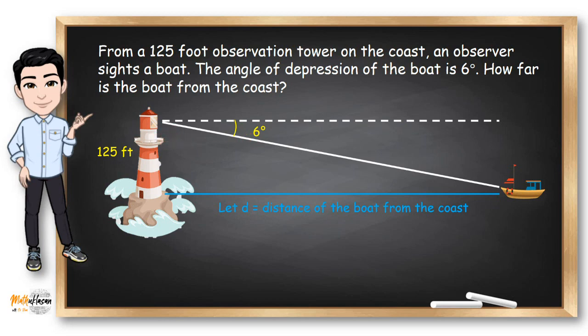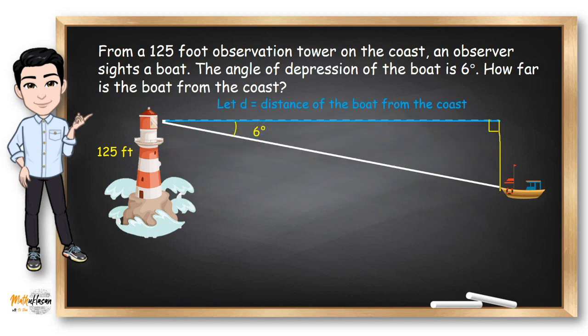Now, to solve this using SOHCAHTOA, dapat meron tayong makitang right triangle, di ba? At ang pinaka makikita nating right triangle dito using the 6-degree angle ay ito, by drawing a perpendicular line here to the horizontal. At makikita nyo na meron tayong right triangle dito. Kaso, ang hinahanap natin ay distance of the boat from the coast. So, let that be D. Paano natin gagamitin yung triangle dito sa taas para makuha natin yung D? Simple lang. Kailangan nyo lang ilipat yung reference natin mula sa baba papunta sa taas.